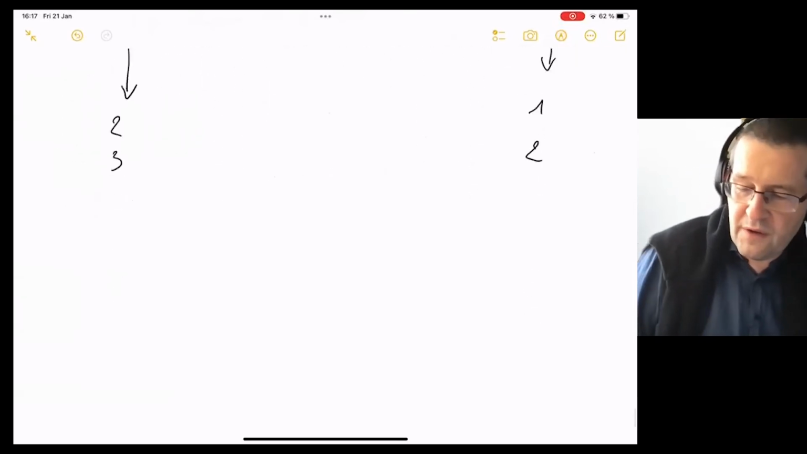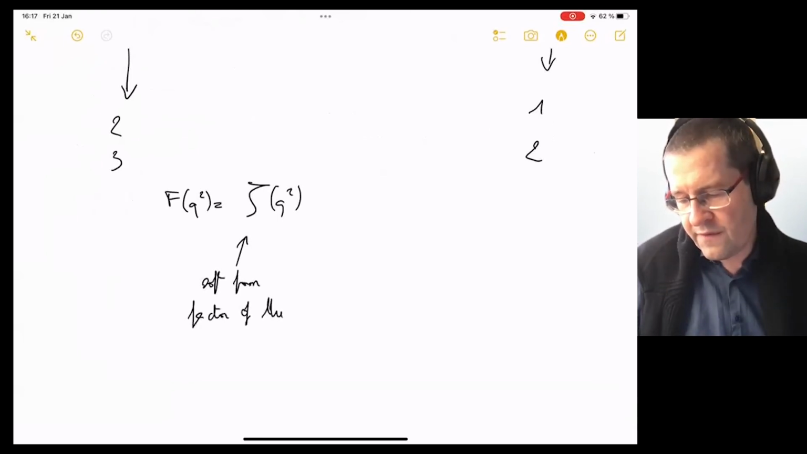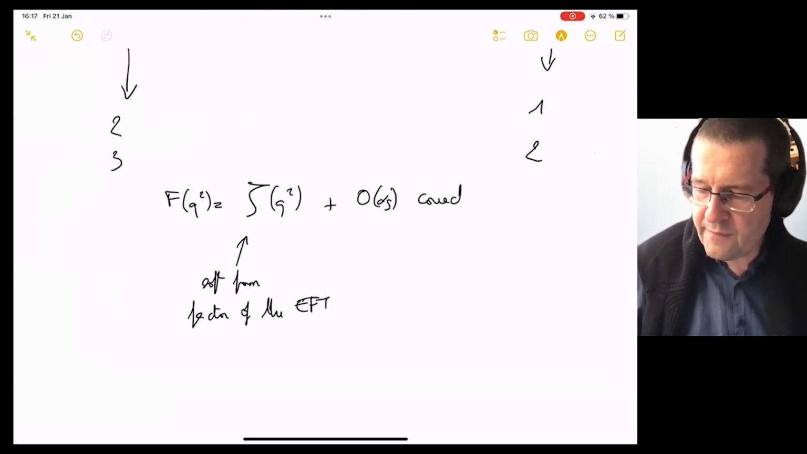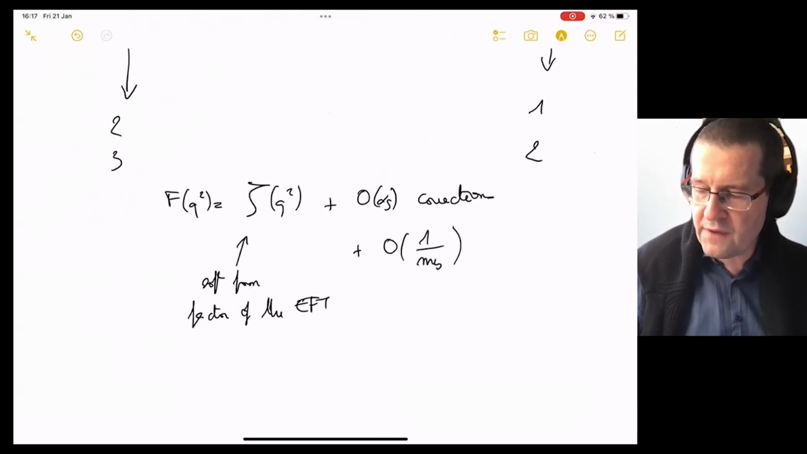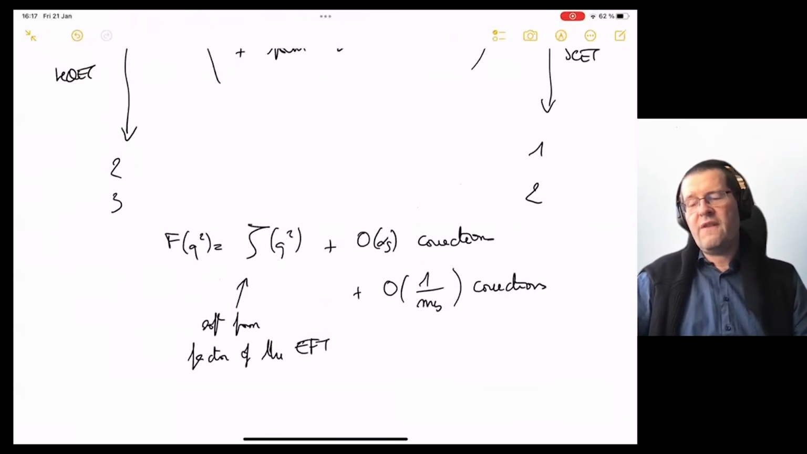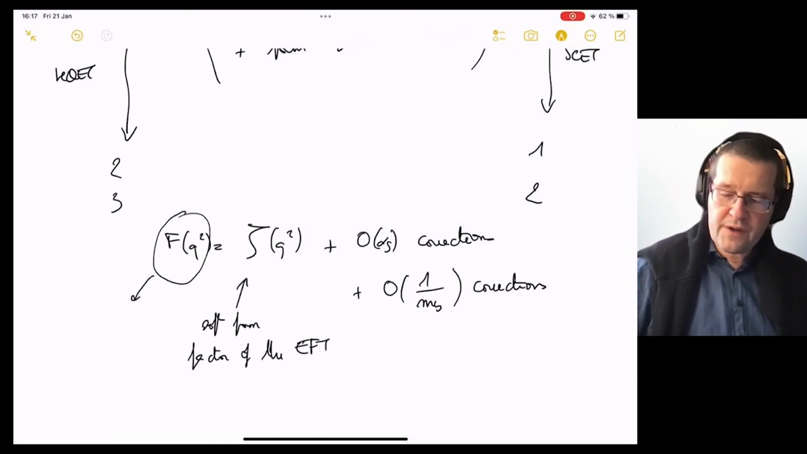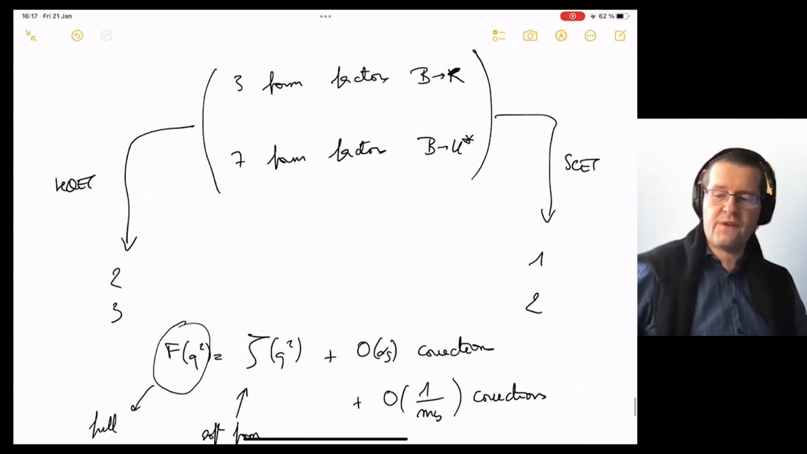And then what you end up with is actually that a typical form factor is going to be something defined as a soft form factor of the effective theory, plus order alpha S corrections coming from the exchanges of hard gluons and so on, plus 1 over MB corrections, because this comes from considering the situation in the MB to infinity limit. So F, these are the full form factors. Those are the 3 or the 7 form factors I was discussing before.